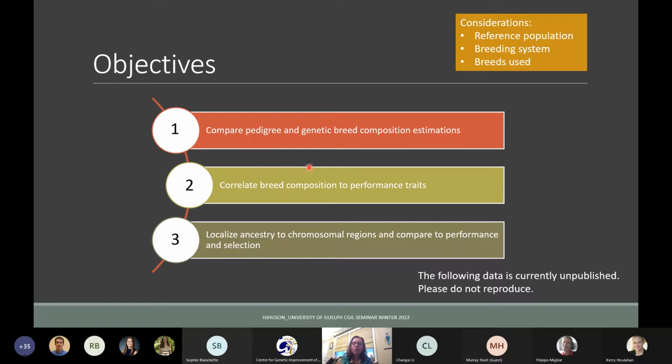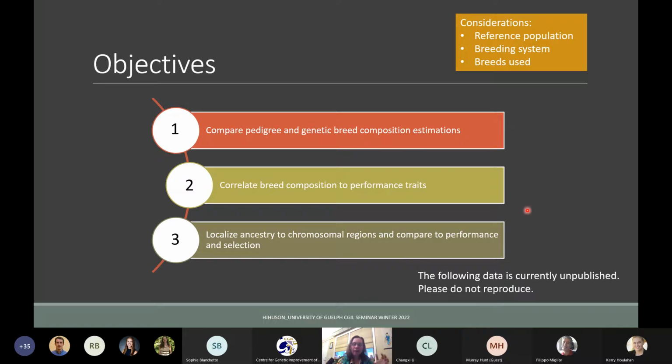Then we want to look at how these breed estimations of crossbred cattle relate to performance traits, and some of this has been done in different crossbred animals. But lastly, and I think this is where the novel and really exciting part of this project is, in our third objective, we want to localize ancestry to actual chromosome regions and look at how this compares and correlates to performance and selection.